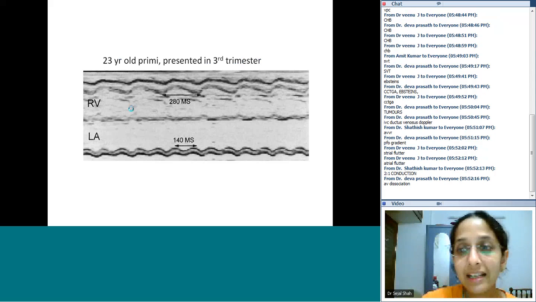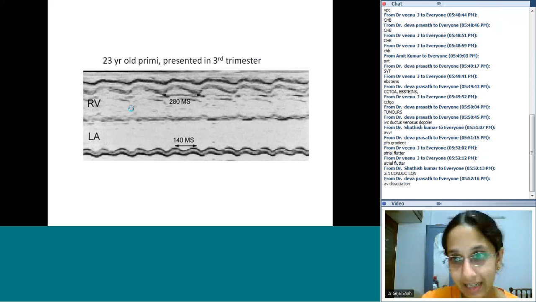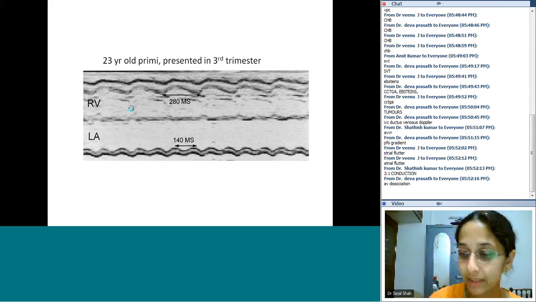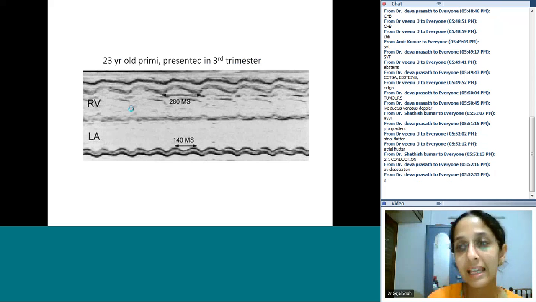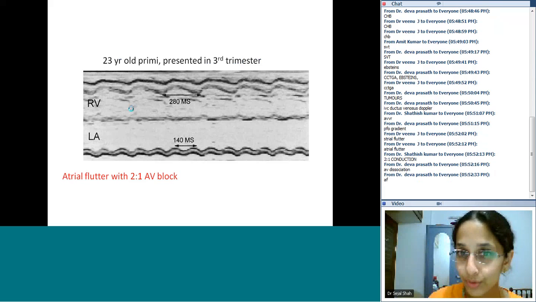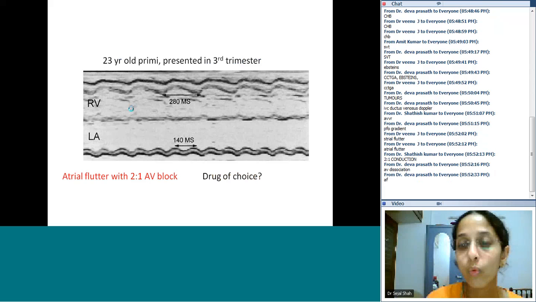So that's correct. And most commonly with this, when the ventricular rates are between 200 to 250, atrial rates are 400 to 500, the commonest diagnosis would be atrial flutter. That is correct, with 2:1 AV conduction. So this is flutter with 2:1 AV block. And what is the drug of choice? This is a little different compared to the SVT. What is the drug of choice for flutter?